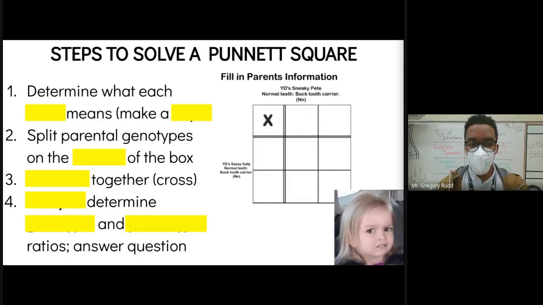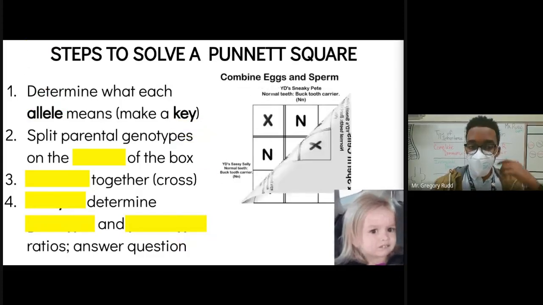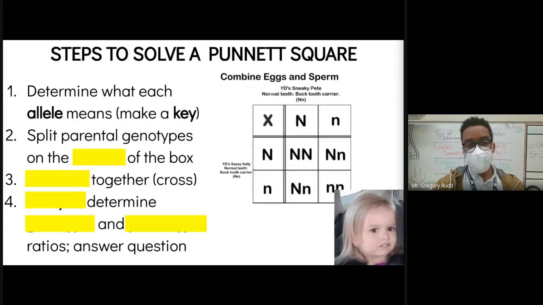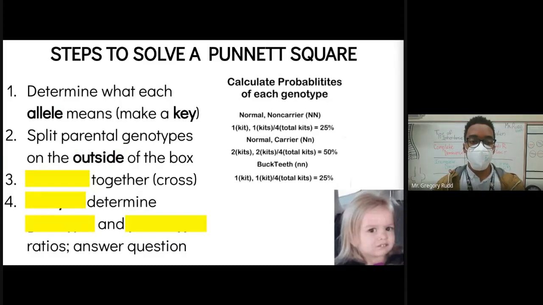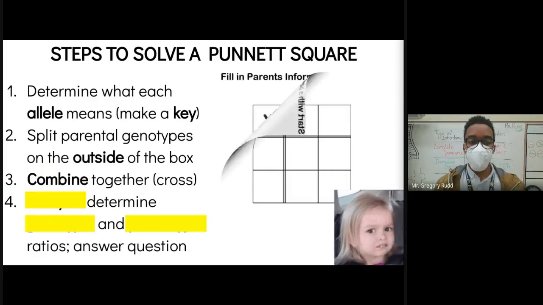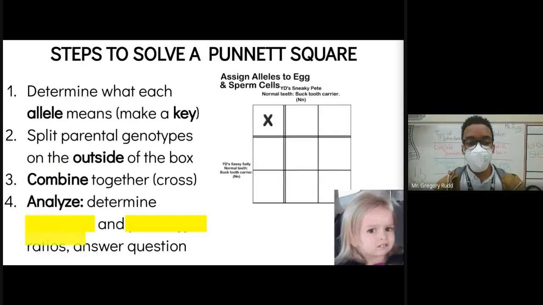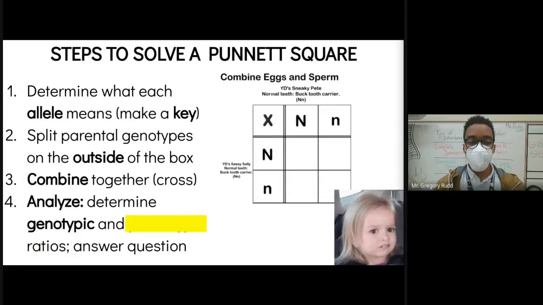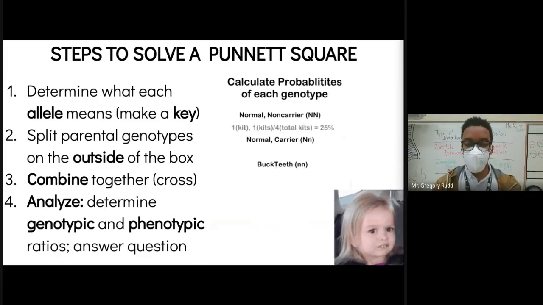So, of course, you determine what each allele means and you make a key. You're going to split the parental genotypes on the sides of the box, on the outside of the box. You're going to combine them together, and that is what we call a cross. And then you'll analyze to determine the genotypic and phenotypic ratios. And of course, answer whatever question is being asked.